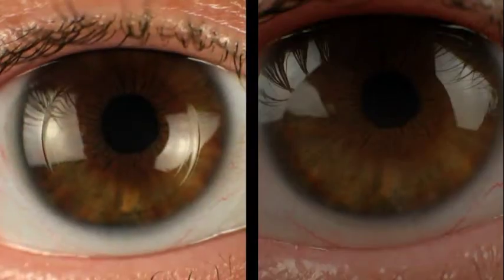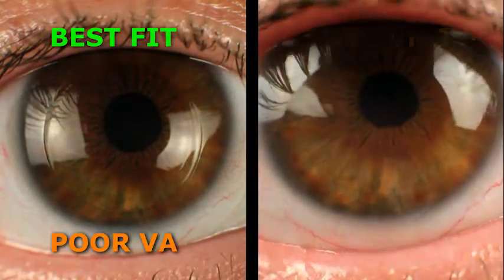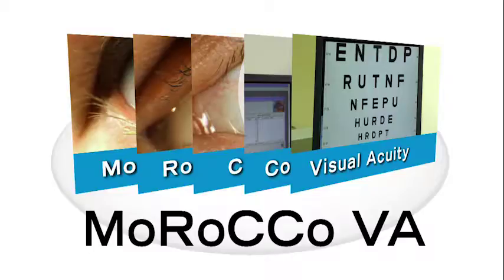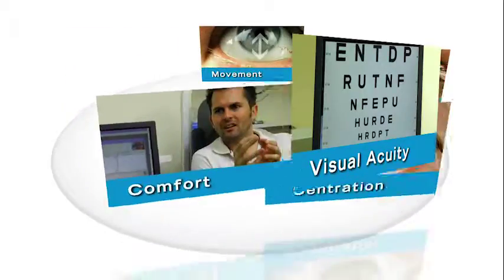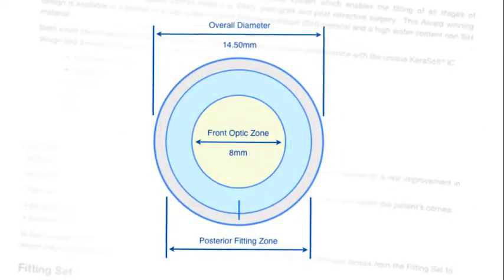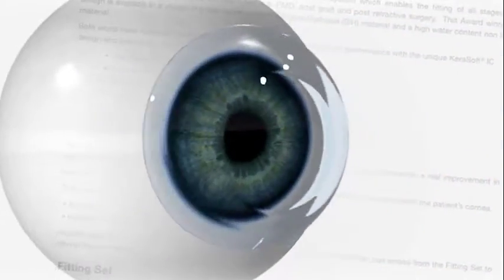For example, a lens that appears to fit well may give a poor visual result, or vice versa. In these cases, no one standard periphery lens provides the correct combination of fit and visual acuity that satisfy the Morocco VA guidelines. In these cases, the periphery of the lens can be changed to achieve the optimal fitting scenario of good fit and visual acuity. The next module will provide guidance on how to change the periphery of the lens so that an optimum fit is achieved.